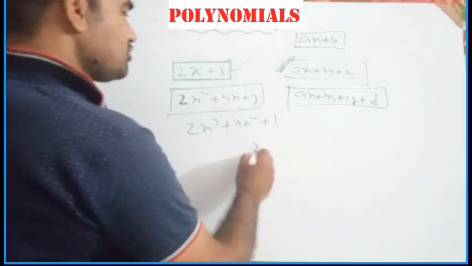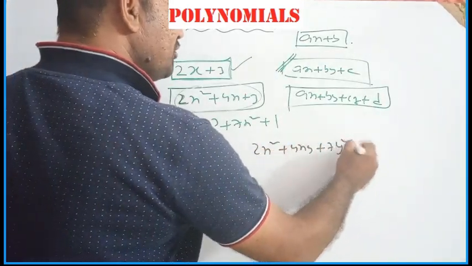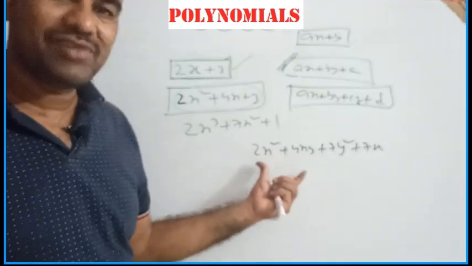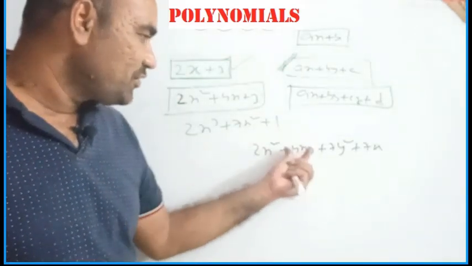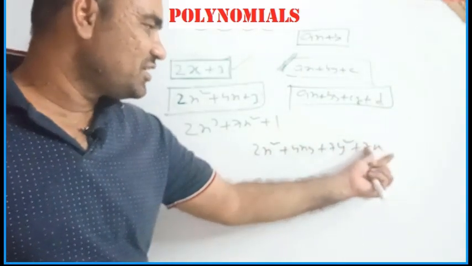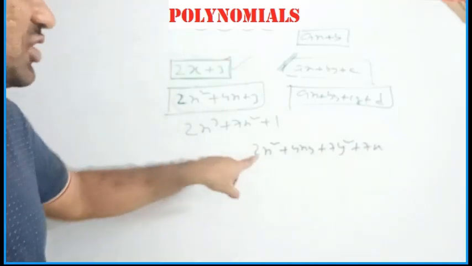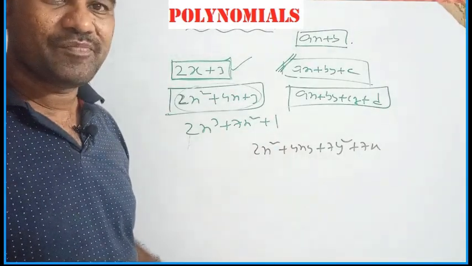For example, 2x square plus 4xy plus 7y square plus 7x, something given like that. This is also a quadratic polynomial only, a quadratic polynomial in two variables. Because see, second degree, second degree, second degree, first degree. Totally, you can say that it's a polynomial of second degree. So this is said to be a second degree polynomial involving two variables x and y.